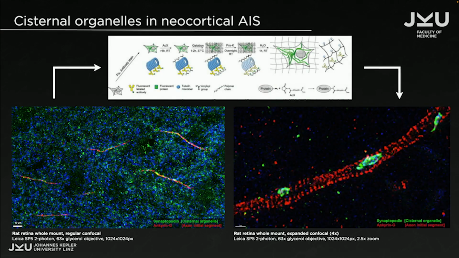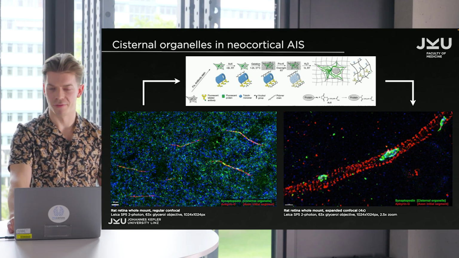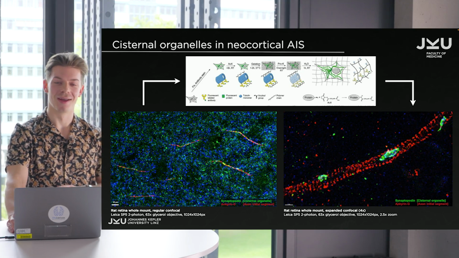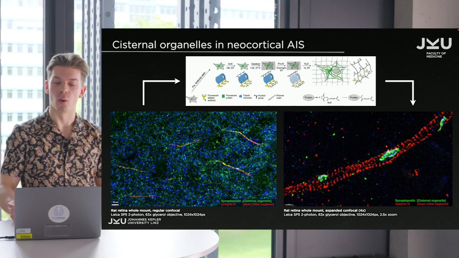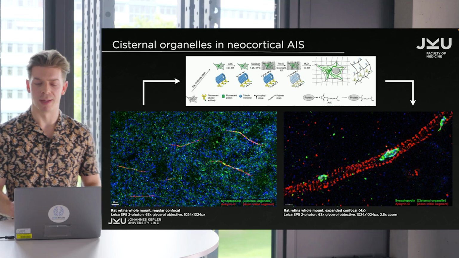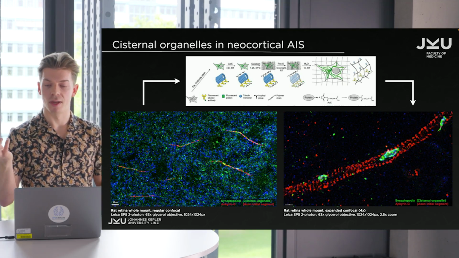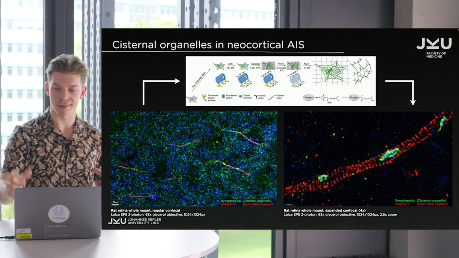Even though this is a quite laborious process that took several months to actually get going and always takes 1 week to allow for one single image, we got quite nice images with that, and we were able to localize our cisternal organelles within the gaps of ankyrin G at the AIS.